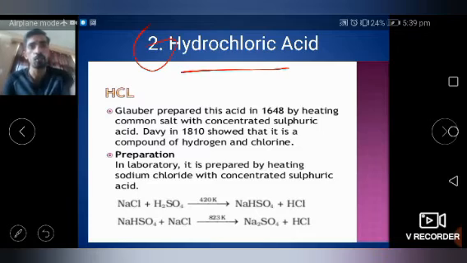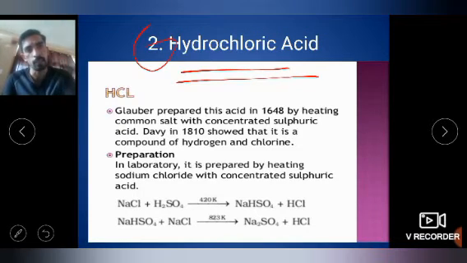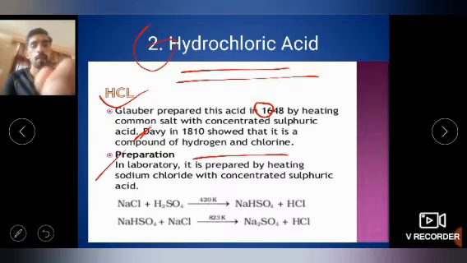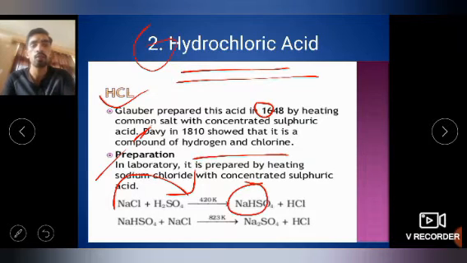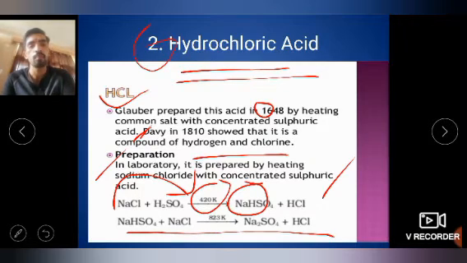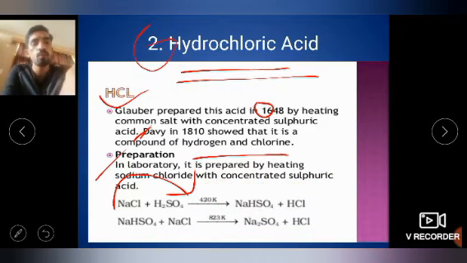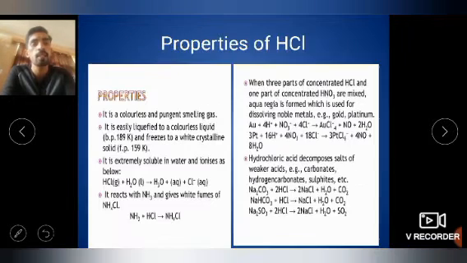Now the second compound is hydrochloric acid. It is a very important acid that is present in our lab. Glauber prepared this acid in 1648 by heating common salt with concentrated sulfuric acid. But Davy again showed that it is a compound of hydrogen and chlorine. Preparation in laboratory: NaCl reacts with H2SO4 to give NaHSO4 and, at 420 Kelvin, HCl. In a similar way, sodium bisulfate reacts with NaCl to give sodium sulfate and HCl gas. Okay, this is the preparation. So you just pause this, write this preparation and try to understand.